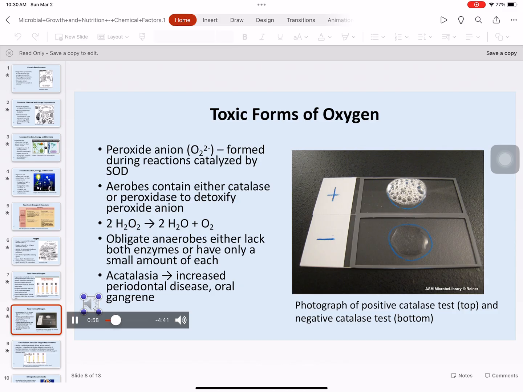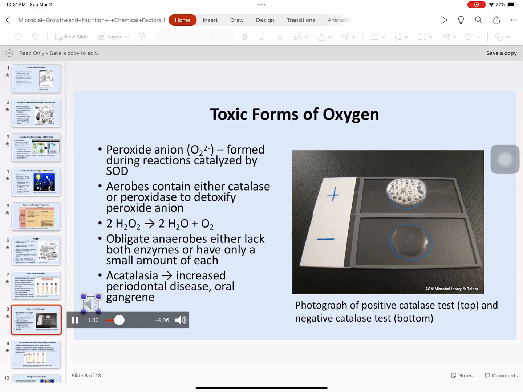So the balanced reaction for catalase is 2H2O2, two molecules of hydrogen peroxide, and then catalase will detoxify the hydrogen peroxide by producing two molecules of water, H2O, plus a molecule of oxygen, O2. The oxygen is going to be a gas.